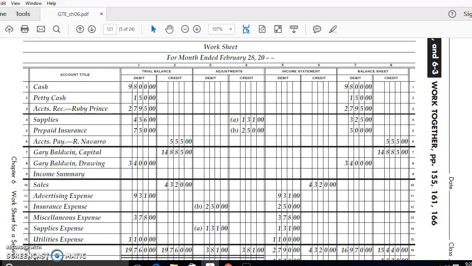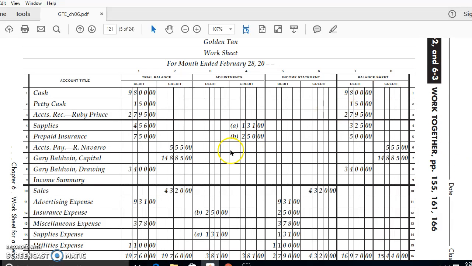So these, of course, you would want to equal. Today, we're going to concentrate on adjustments. Let me talk to you about what adjustments are. Adjustments for this business, for an Accounting 1 student, the only two accounts that we're going to adjust are supplies and prepaid insurance.